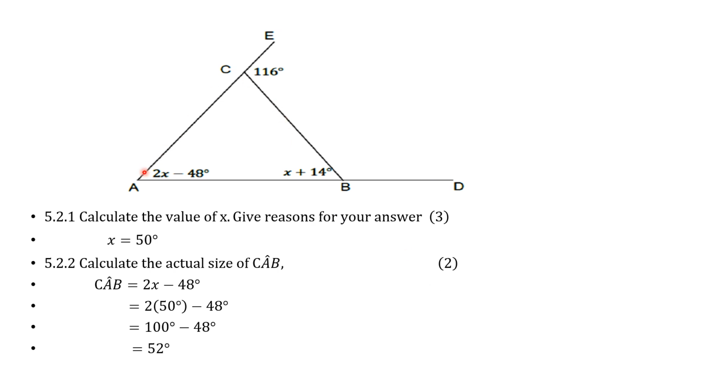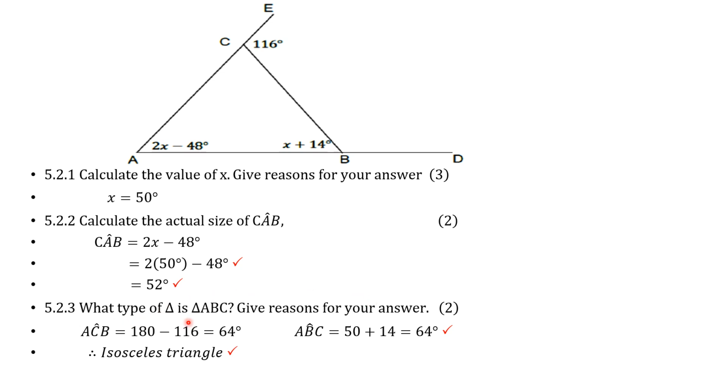So CAB, the letter in the middle is always where the angle is. So there we have 2x minus 48. So we know that x is 50. So in the place of x, that becomes 2 times 50 minus 48. Right, so 1 mark for correct substitution. So that gives me 100. 2 times 50 equals 100 degrees. 100 minus 48 gives me 52 degrees. So this angle here would be 52 degrees. Alright. Second mark for correct answer.